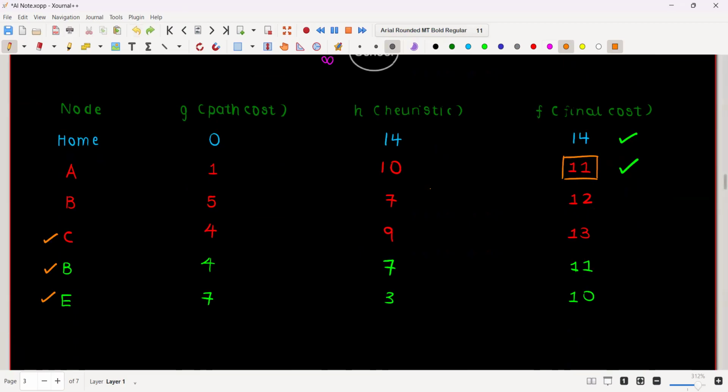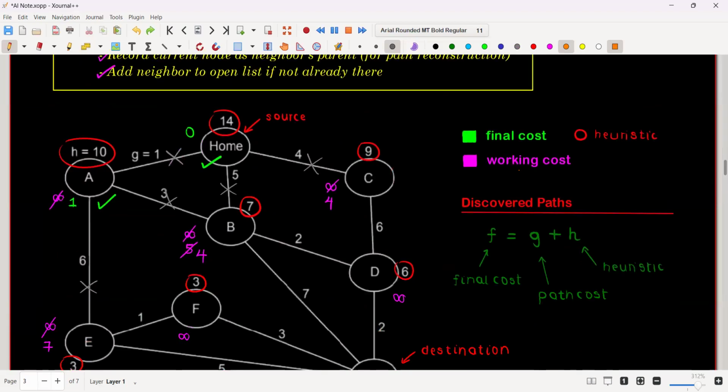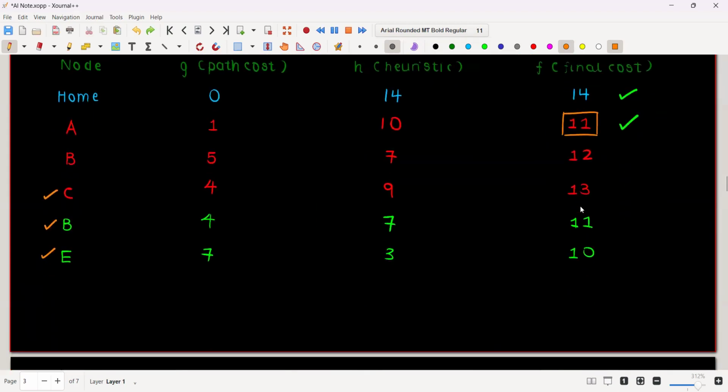So we don't consider the 12 earlier. It's now 11 because the path cost from home to B previously was 5, but the path cost from home to B via A was a total of 4, which is less than 5. So we take C, B, and E as our decision-making elements next. And who do we choose to explore next? The one with the next lowest final cost that hasn't been explored yet, which definitely has to be E. So we repeat this with E now.